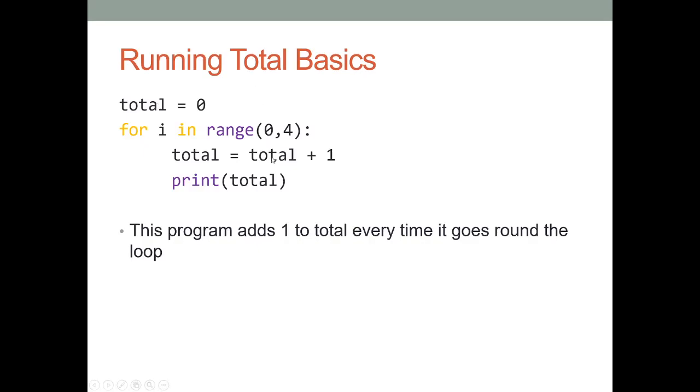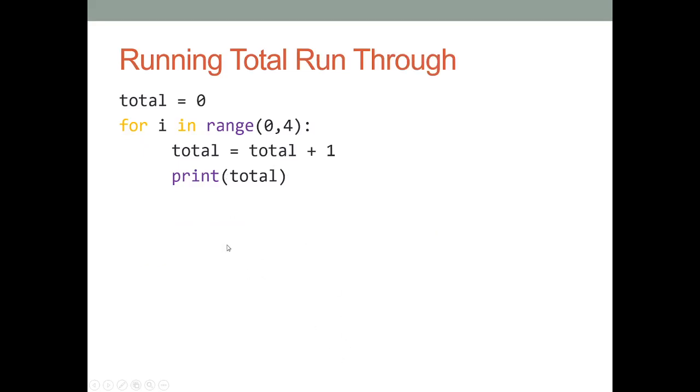From there, most running totals are going to look something like this, where you have a loop, and then you write total equals total plus something. For now, I've just said plus 1. This one is going to add 1 every single time it goes around the loop. It'll probably make more sense with an explanation that I'll walk through.